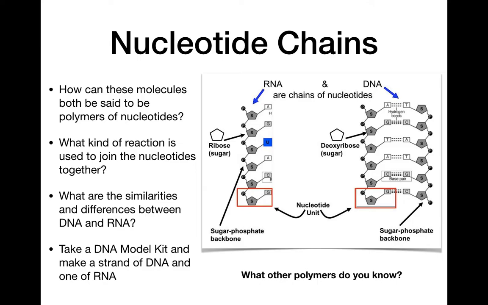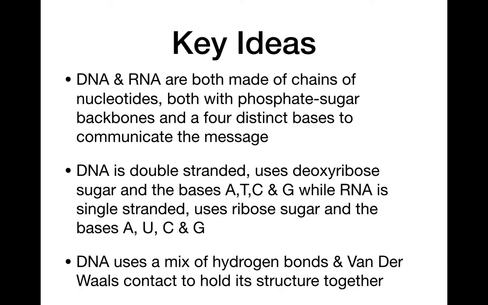Okay, I want you to take a DNA model kit, and there's a couple at the back. In the back cupboard by the aprons, there's two kinds of model kits. You're going to build one strand of DNA and one strand of RNA. Use the diagram to help. So pause the video for a while, take 10-15 minutes, and make a DNA and an RNA strand. Once you've made your strands, you can look at the key ideas here, write those down, check for understanding.